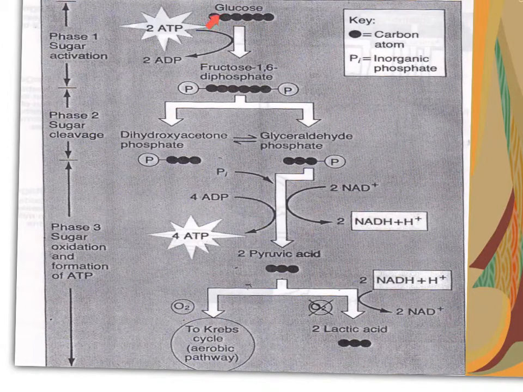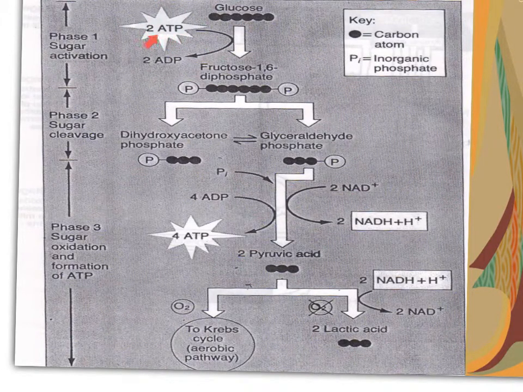So we have a 6-carbon glucose, and it's going to go through a series of chemical reactions, but it ends up forming 2 3-carbon pyruvic acid molecules. Now, to go from our 6-carbon glucose down to our 2 3-carbon pyruvic acids, we need to discuss some of the activities that occur. First off, we need 2 ATP units to begin the reaction.